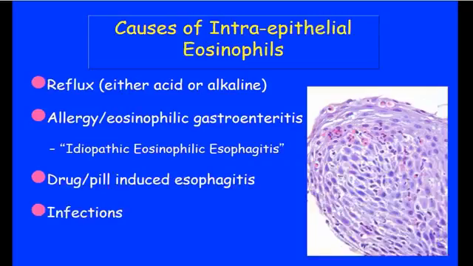All right, so what about eosinophils in esophageal biopsies? Reflux certainly causes eosinophils in the esophagus, and obviously eosinophilic esophagitis and eosinophilic gastritis are other conditions where the eosinophil plays a key role. But you can see eosinophils in pill-induced esophagitis as well, and very rarely in infections, but infections usually we're seeing neutrophils.